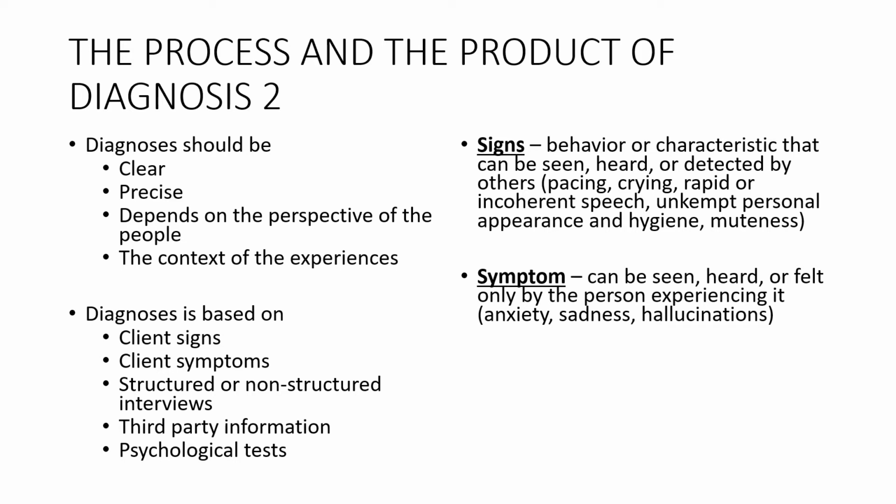So signs. Signs are behaviors or characteristics that can be seen, heard, or detected by others. This is stuff that anyone can see, and they would all agree on the same thing, like seeing someone pace. Pacing is walking back and forth. Crying, rapid or incoherent speech, unkempt personal appearance and hygiene, and muteness. Muteness is basically nonverbal. That's the more correct way of saying it now, nonverbal over muteness, but it basically means that the person's not talking. If everyone looks at one client and the client is crying, I think all of us would agree that the person is crying, right? So this is what it means when we're talking about signs, things that are observable.